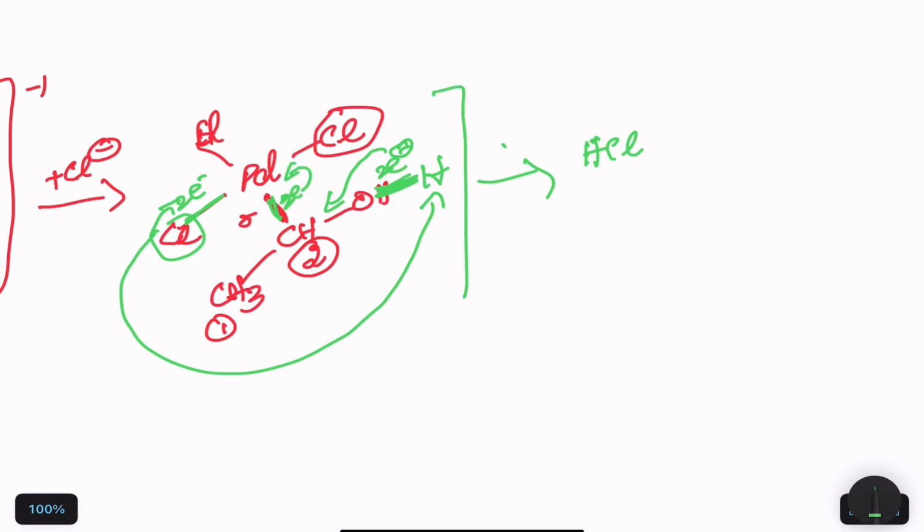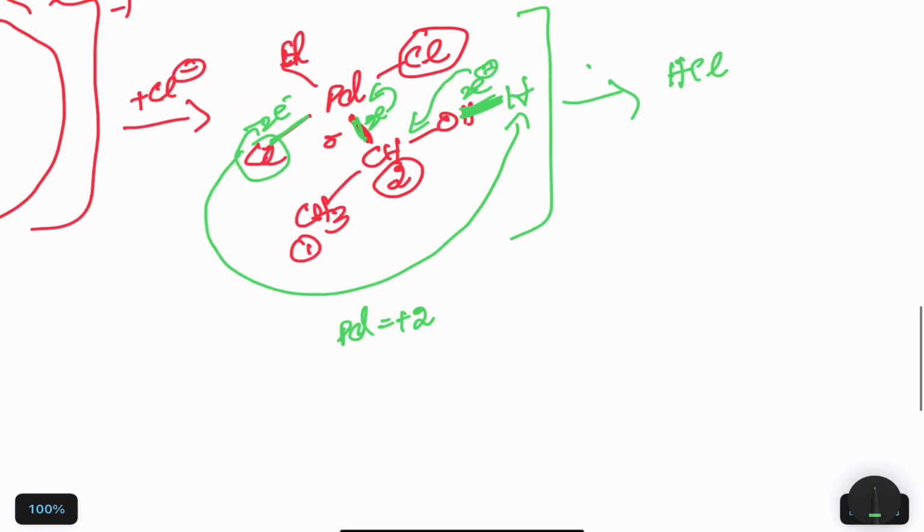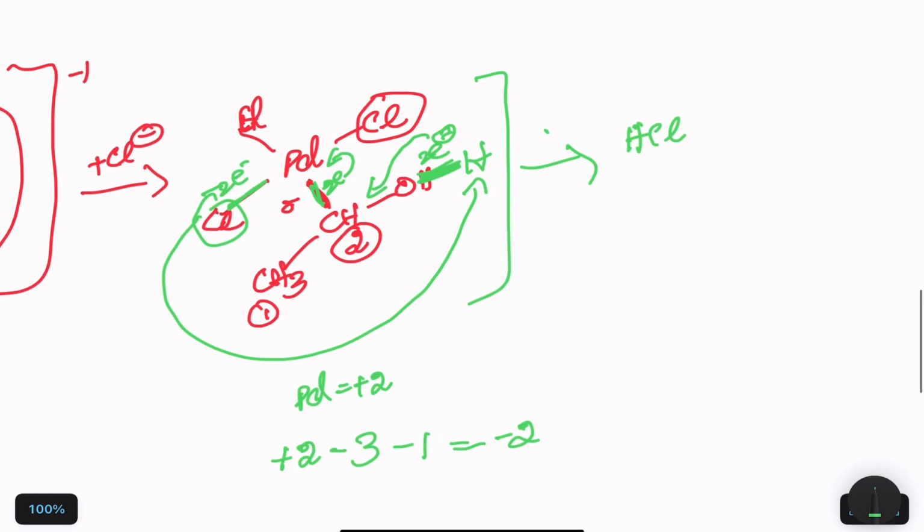So here what is the oxidation state of palladium? Here the palladium oxidation state is plus 2. In this case plus 2. Then what about the charge? For charge plus 2 we will take for each chlorine. So how many chlorine is present? 3 chlorine, so minus 3. And then another one sigma bonded carbon, so minus 1. So totally how many charge in this step? Minus 2 charge. Okay.